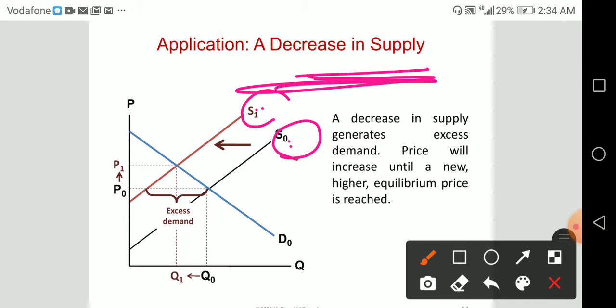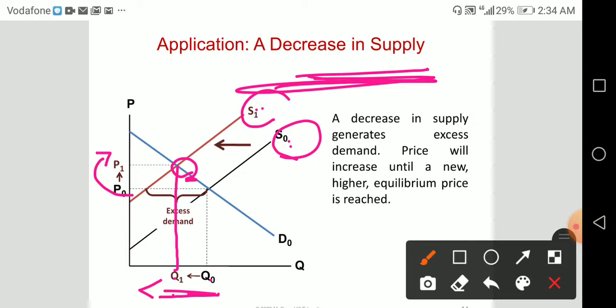Okay, so what will happen here? Decrease in the supply. So I'm starting here with the decrease of the supply, from quantity 0 to quantity 1. So when I change from this point to this point, what happened here? The price increased to reach this equilibrium point.